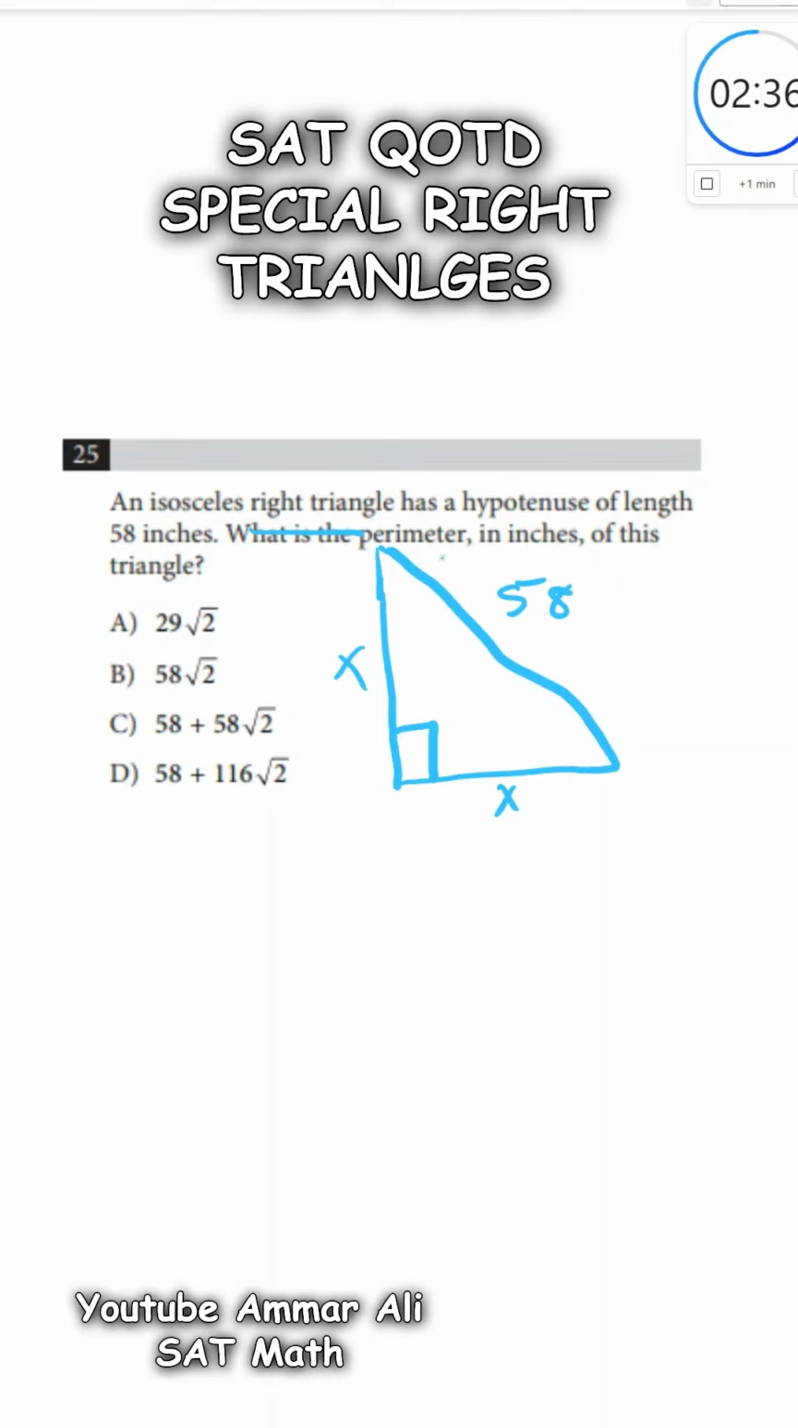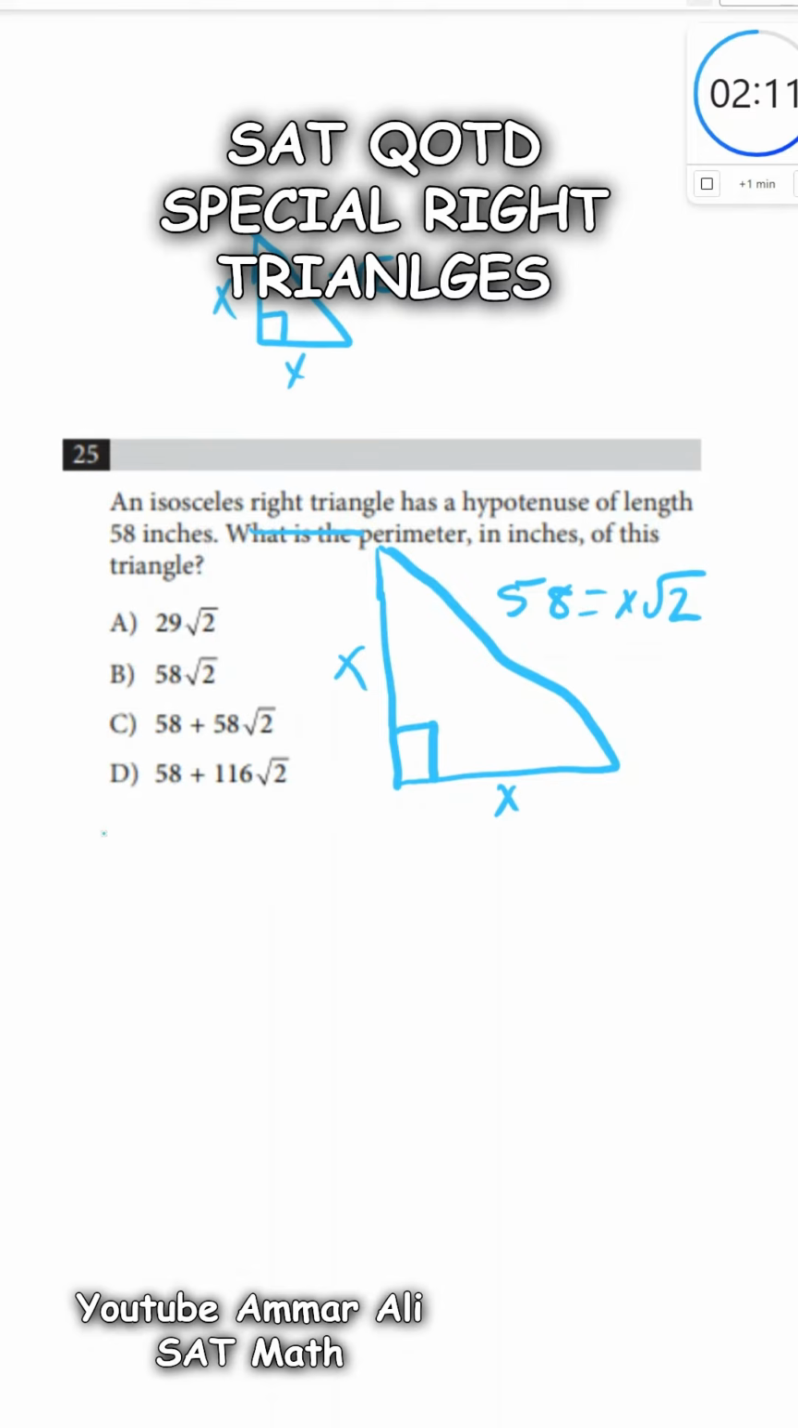Now, I want you to take a look at the beginning of the math section and look at the references, because you're going to see a diagram that looks very similar to this, where you have an x, and an x root 2 for a right triangle. So we basically have a 45, 45, 90 triangle here, meaning that we know 58 is going to be equal to x root 2, and we can use this to our advantage to figure out the perimeter.